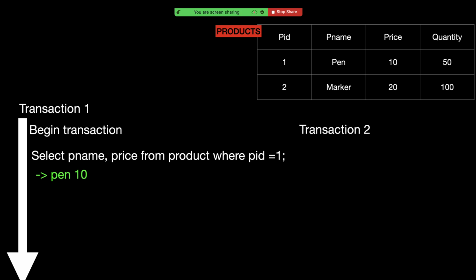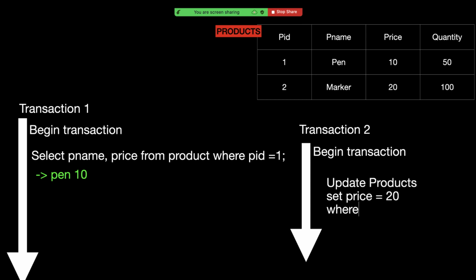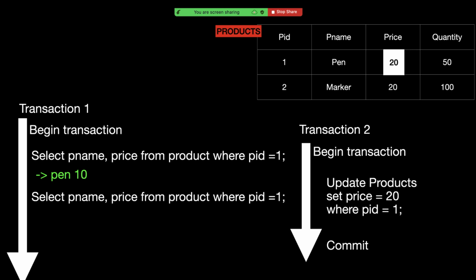Perfect. Now imagine there is a transaction 2, and what is transaction 2 doing? It is beginning the transaction, and then it is updating the product price to 20. Now this 10 has been changed to 20 by transaction 2. Now imagine it has committed the value. If our isolation level is read committed, then in transaction 1, if we run the same query again, we'll read the committed data. Obviously the commit has been run by transaction 2, so 20 will go over here, and when we run the same query again, we will get the output as pen 20.